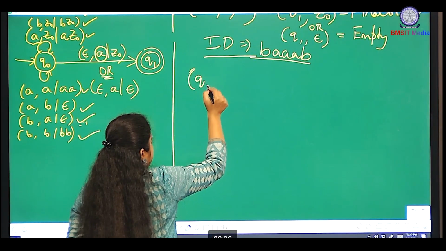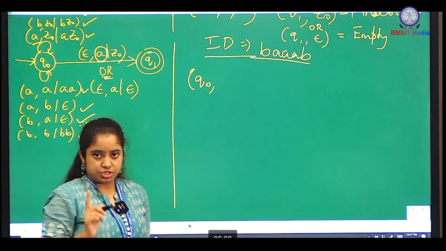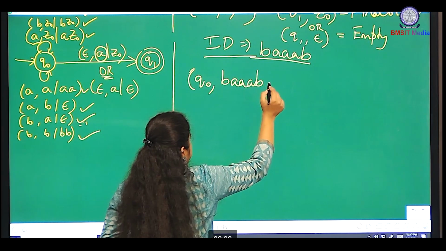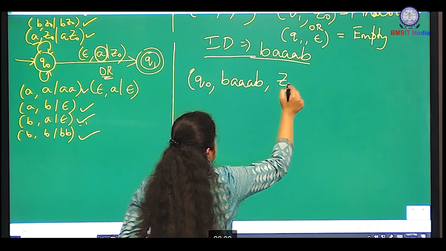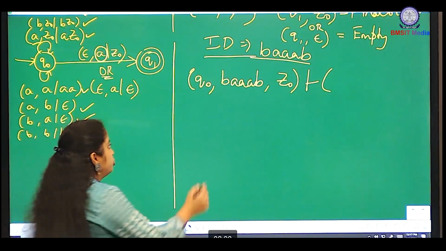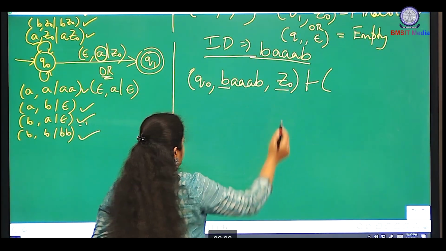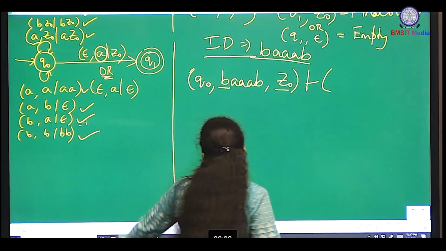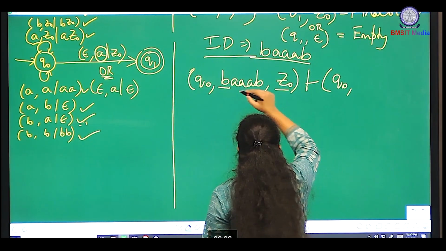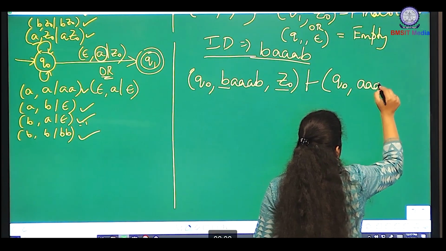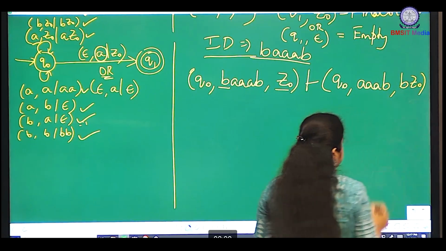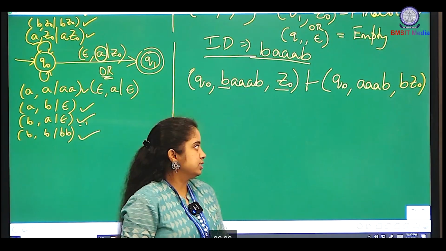let us start from the state Q0, the input string is BAAB and the stack element is Z0. So, what happens next? Q0 is reading B upon Z0. Z0 is in the stack. So, upon the first transition, we will just stay in the same state Q0. The remaining string is AAB and you push B to the stack.